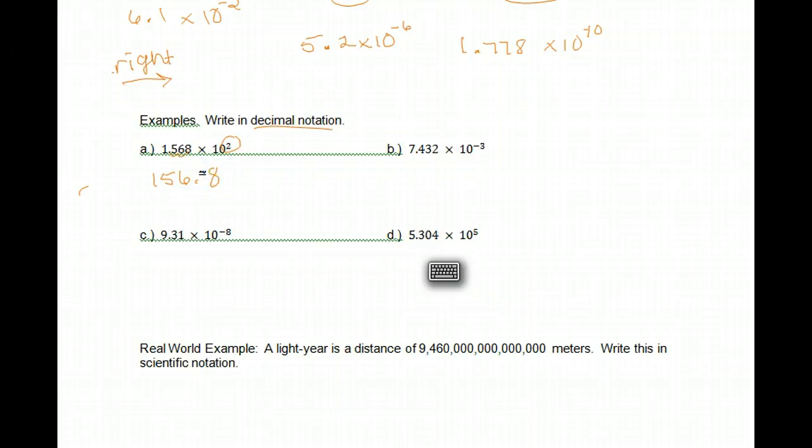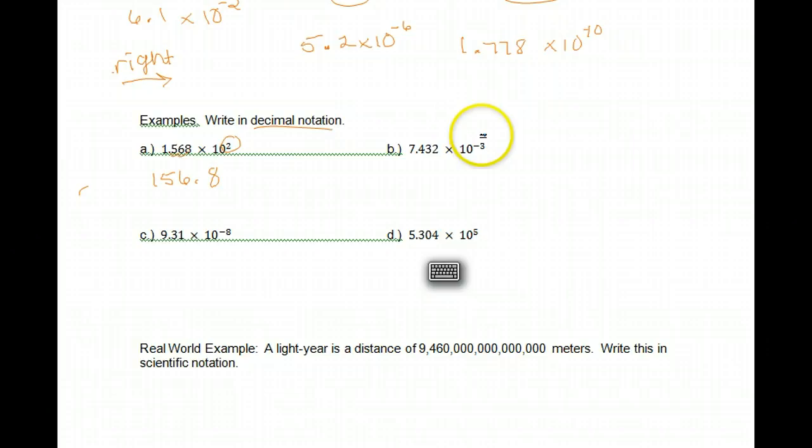So we're going to have 156.8. Remember, if your power is positive, your number should be getting bigger. You're going to move that decimal point to the right.